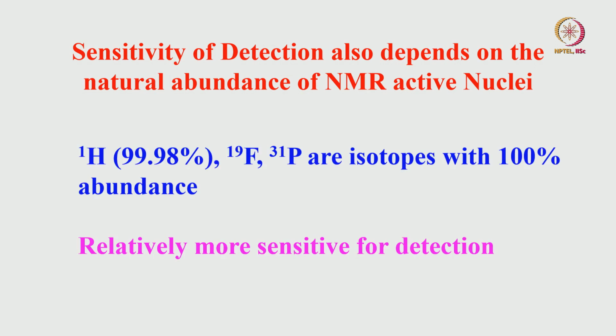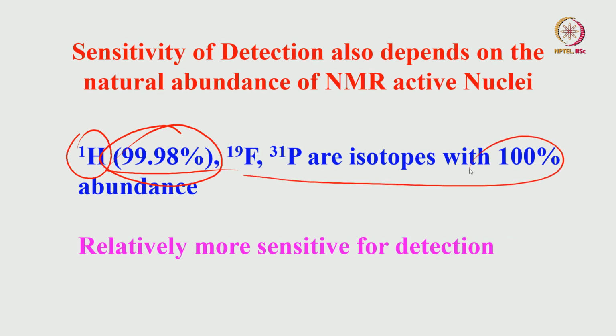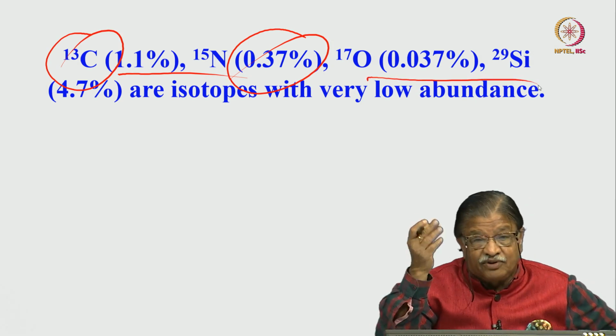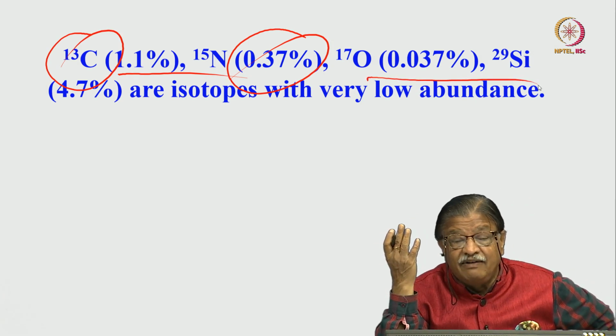And sensitivity also depends upon another parameter called natural abundance of the NMR active nuclei. For example, proton has 3 isotopes, proton, deuterium and tritium, but incidentally this one is 99.98% abundant. Fluorine and phosphorus have 100% abundance, with one isotope. And these are the 3 nuclei which are relatively more sensitive for detection. It is easy to detect these nuclei compared to other nuclei. I tell you why. If you look at carbon 13, its abundance is 1.1%. Nitrogen is 0.37. Remember, oxygen is even smaller, 0.037. Imagine, very low abundance.